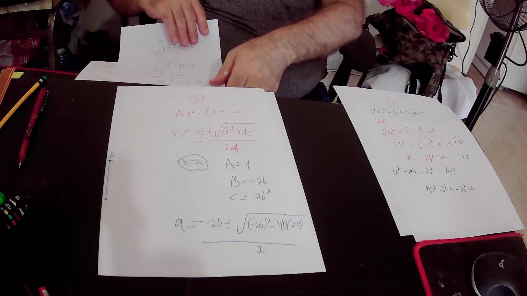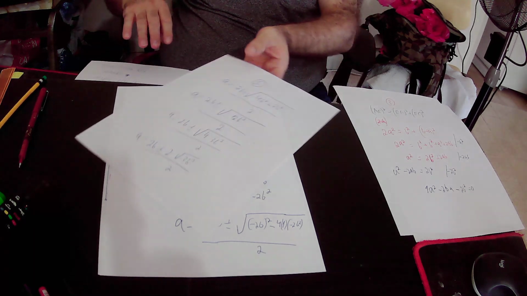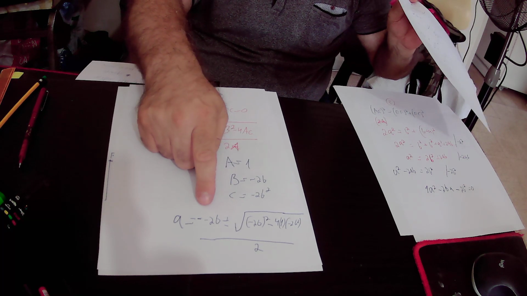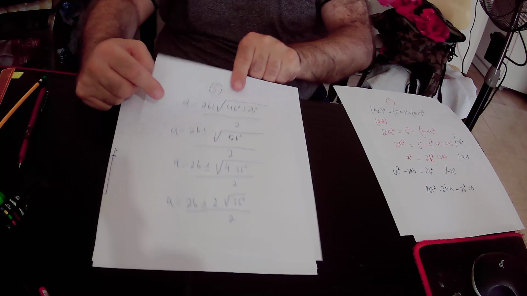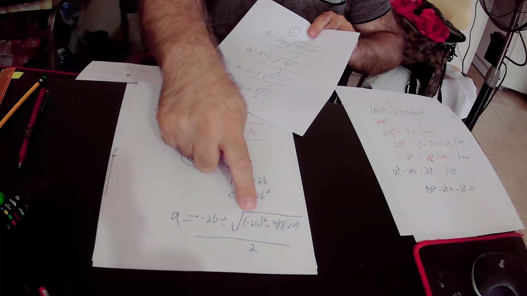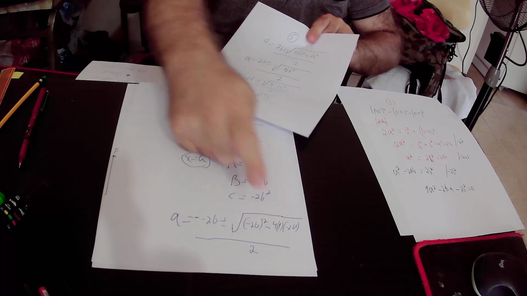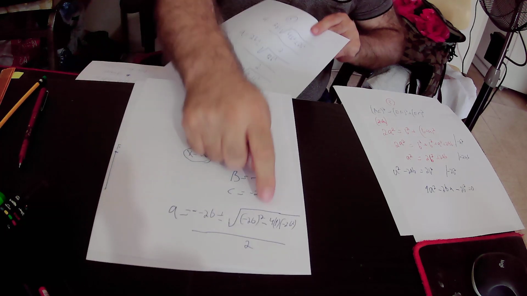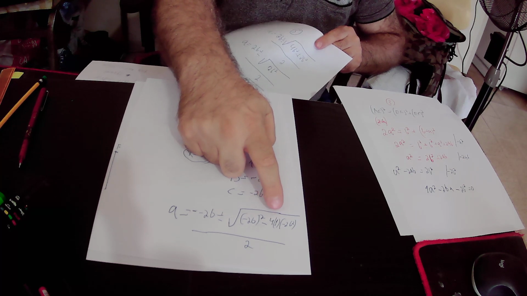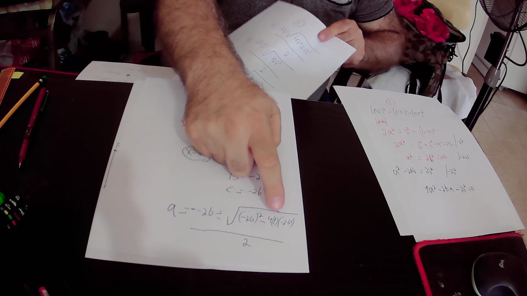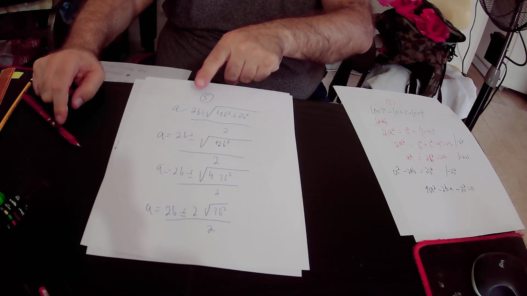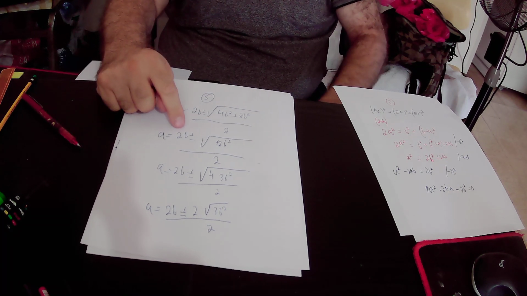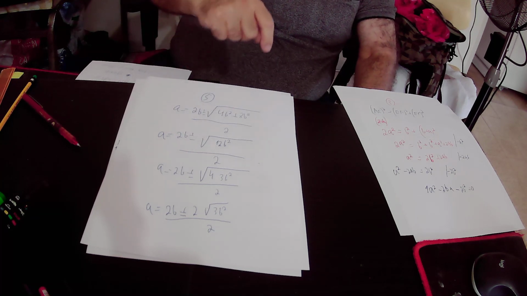Actually, we will get that a equals 2b, since minus times minus is plus, plus minus the root of minus 2b squared, which is 4b squared, and minus 4 times minus 2 is 8, so we get 4b squared plus 8b squared. In total we get 12b squared. So a equals 2b plus minus root of 4b squared plus 8b squared, which is 12b squared.